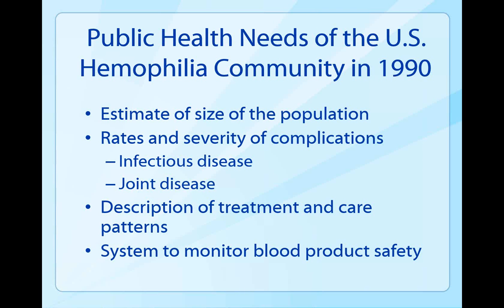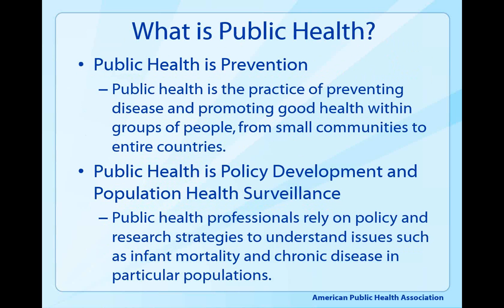So we needed to have some estimate of the size of the population. There was no registry or place where people with hemophilia had to sign up, so we really had no idea of the size of the population. We needed some idea of the rates and the severity of the complications, not only the infectious diseases I've already mentioned, but also the extent of joint disease. We needed a description of the treatment and care patterns of patients, in terms of their receiving comprehensive care or other types of treatment. And we obviously needed a system to monitor blood product safety so that the AIDS epidemic in this population would never be repeated.